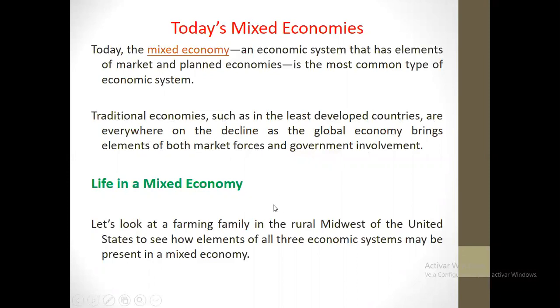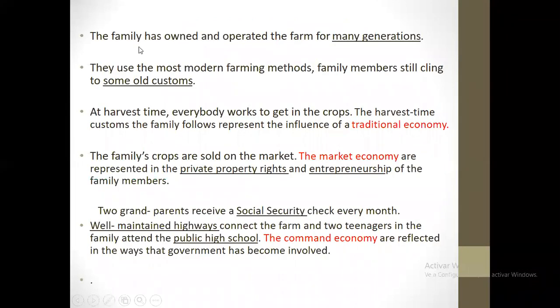Now over here, there is an example of how these 3 economic systems, the traditional, the command, and the market system or market economy, work together. For instance, we're going to take an example that it says in the book about family farming in the rural Midwest of the United States to see how elements of all 3 economic systems may be present in a mixed economy. And the family has owned and operated the farm for many generations.